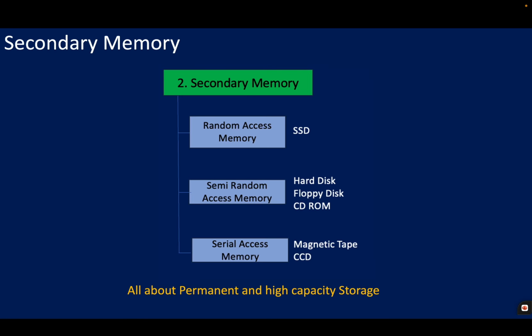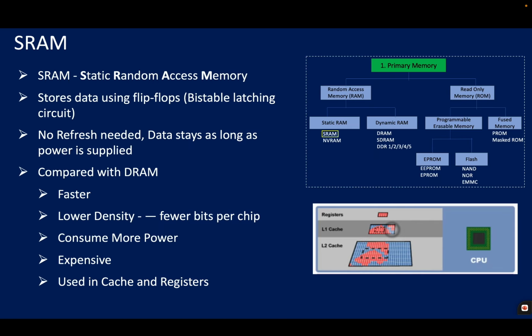Now let us look at the second classification of memory, the secondary memory. It is all about permanent and high capacity storage. This memory is slower than primary memory, used for long-term storage rather than active processing. Now, let us look at each of the memories available to the embedded system.